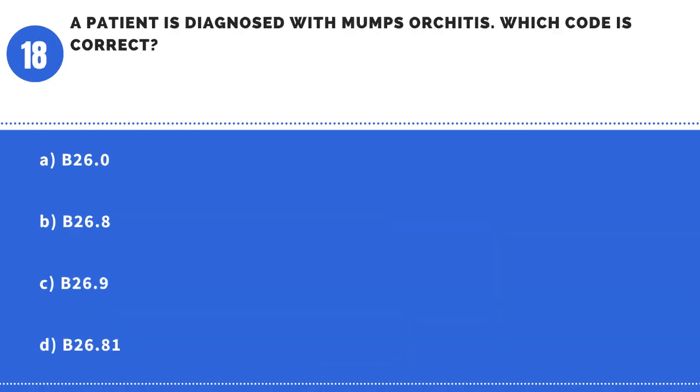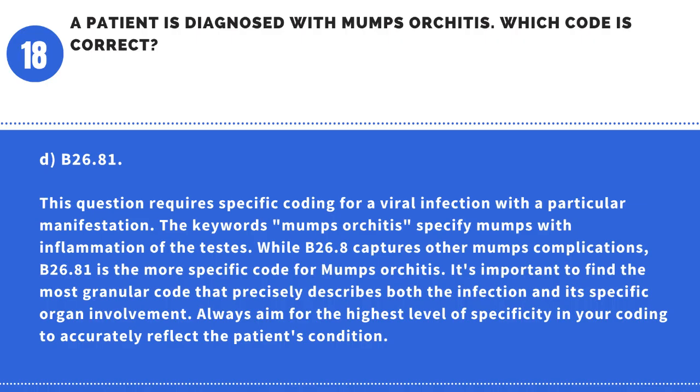Question 18. A patient is diagnosed with mumps orchitis. Which code is correct? A. B26.0. B. B26.8. C. B26.9. D. B26.81. Answer D. B26.81.